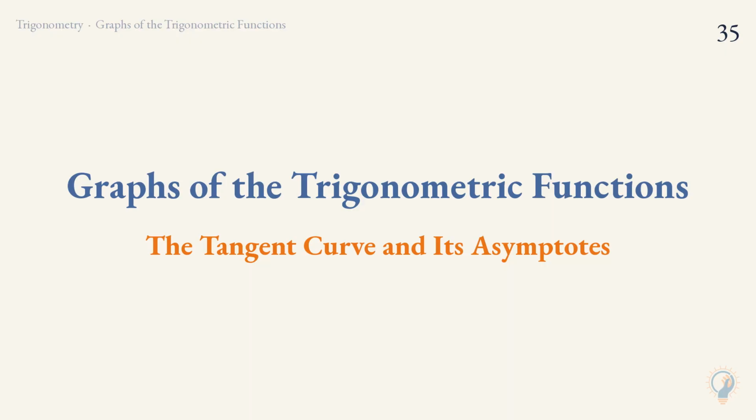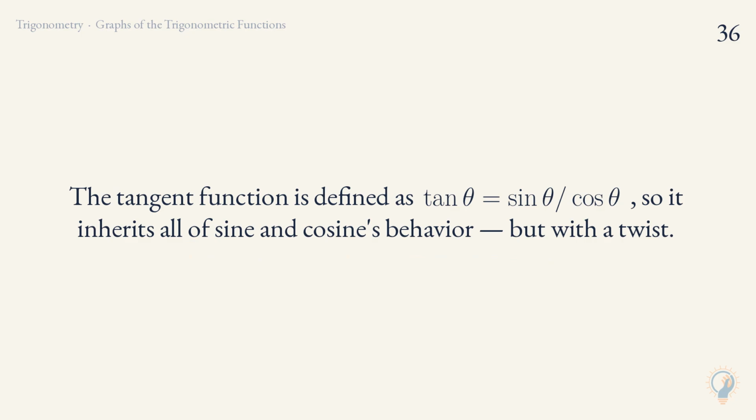The tangent curve and its asymptotes. The tangent function is defined as tangent of theta equals sine of theta over cosine of theta, so it inherits all of sine and cosine's behavior, but with a twist.